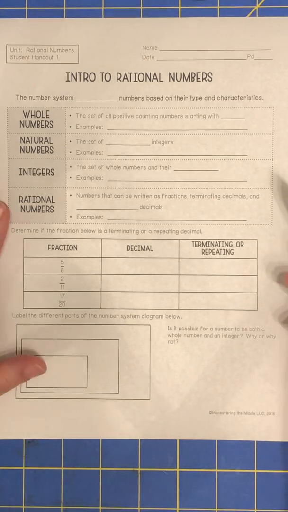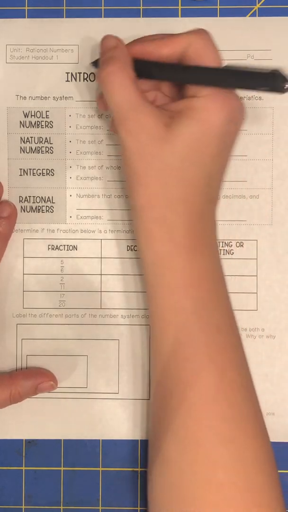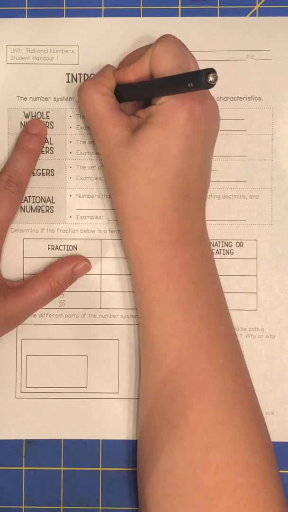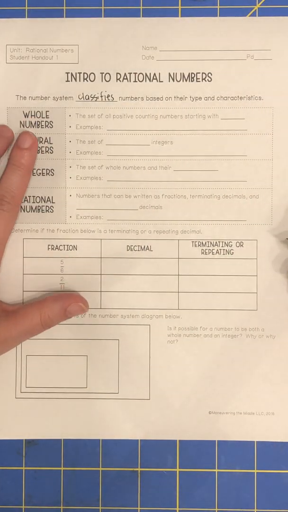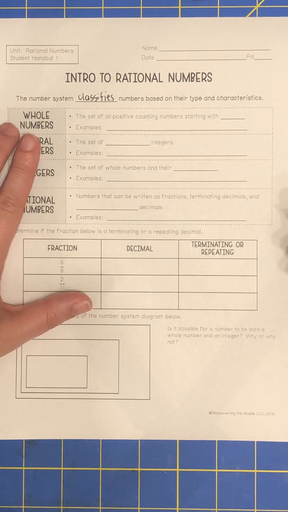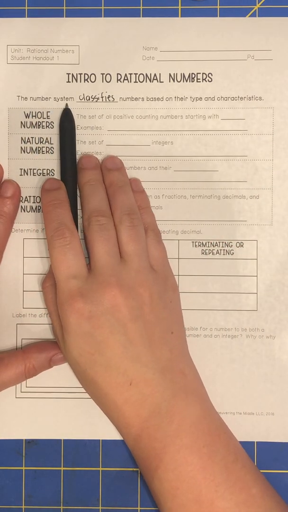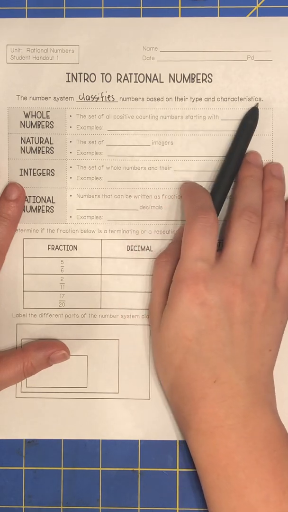and basically the number system is a way for us to classify. So the number system classifies. You can take notes on this if you want, or you can just watch and use this as a refresher. This video will be available if you want to go back and replay it at some point. So the number system classifies numbers based on their type, the type of number, and its characteristics.